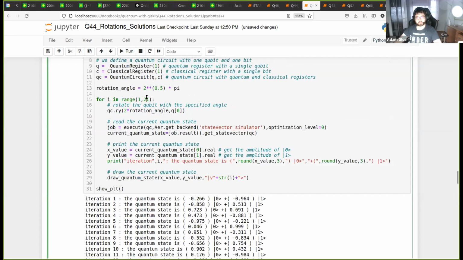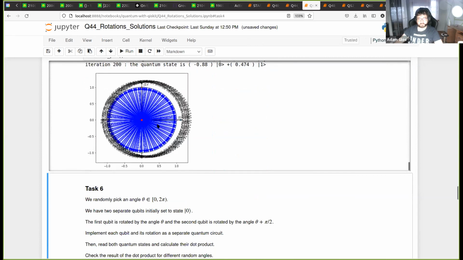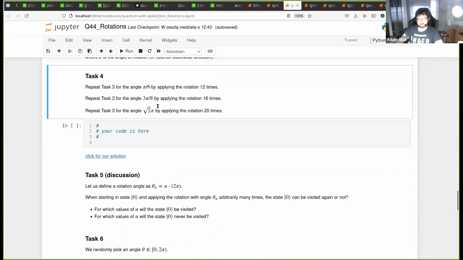In fact, we can do even more. For example, you can make it 200 times, and you can see, okay, this looks terrible, but you will just observe a very, very dense collection of arrows. In fact, you could say that choosing such an angle will never allow you to go back to the ideal zero state.